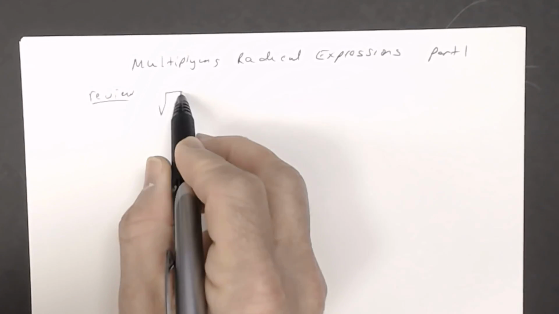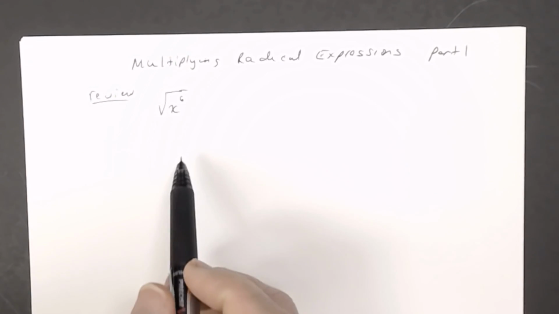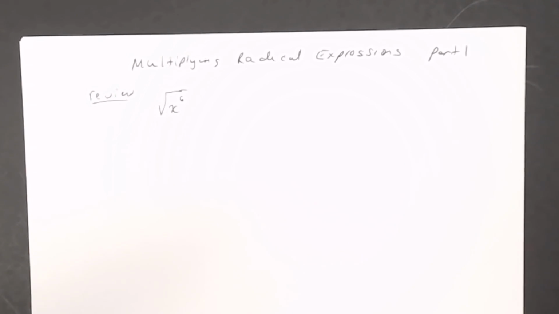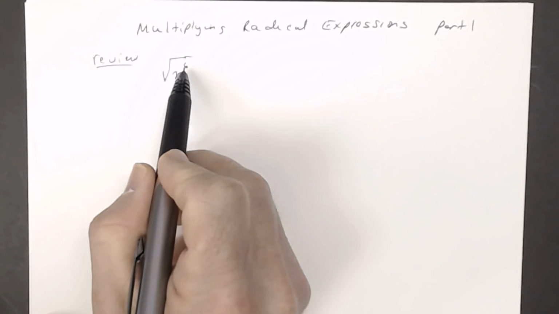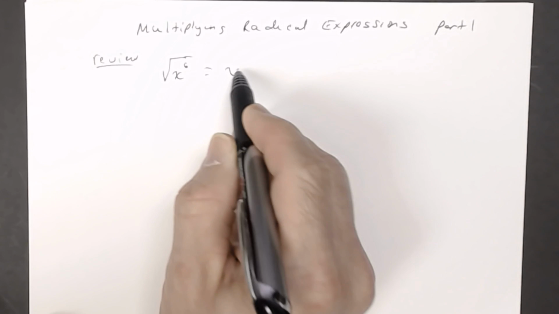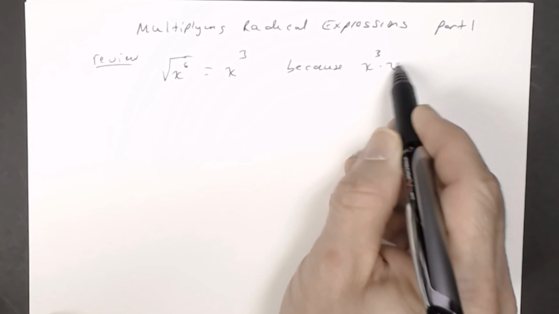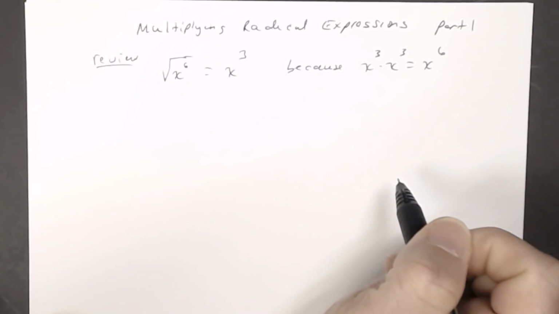So, remember when I had the square root of x to the sixth power? Do you remember what that equals? Now, again, always assume for our purposes that the variables represent positive numbers. Since the exponent is 6, you'd say 6 divided by 2 is 3. So do y'all agree that the square root of x to the 6 is x cubed? Because x cubed times x cubed is x to the 6. When you multiply like bases, you add exponents, right?